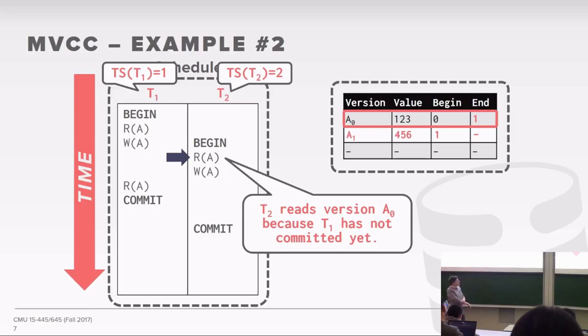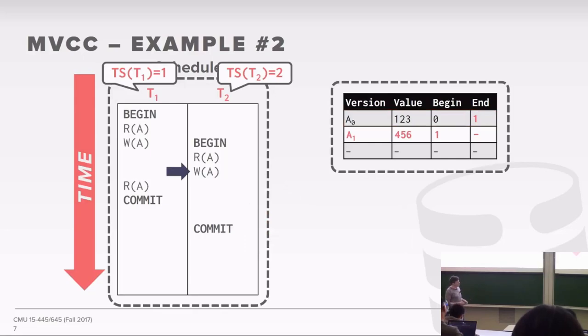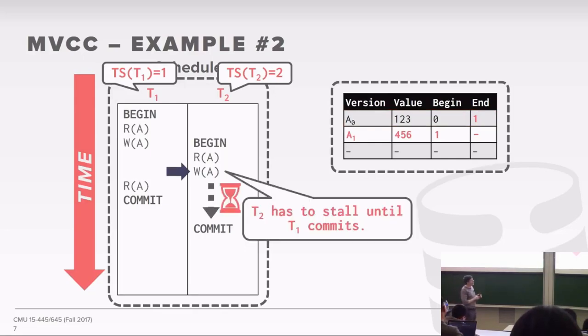All right, so now we do want to do a write on A. And at this point, we actually have to stall because the other guy, transaction T1, wrote to A, and now we can't create a new version because we have to wait to see whether this actually commits. So I said before, readers don't block writers, and writers don't block readers. All the concurrency stuff we talked about before still comes into play when writers need to write the same thing written by other people.